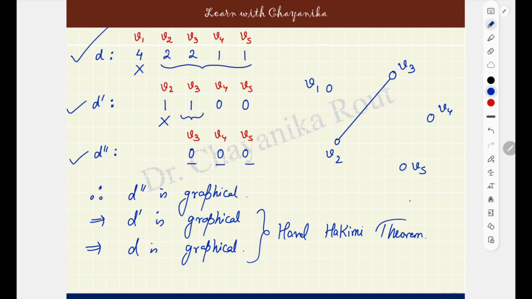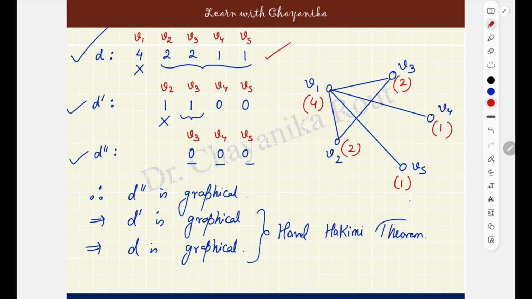So V1 enters and becomes adjacent to all those 4 vertices V2, V3, V4 and V5 who face the reduction. So V1 becomes adjacent to V2, it becomes adjacent to V3 and to V4 and also to V5. See, this is the graph that we obtain for the sequence d. Let's check if it satisfies the degree sequence d or not. So V1 is having degree 4, V2 is having degree 2, V3 is having degree 2, V4 is having degree 1 and V5 is also having degree 1. So we see the degree sequence is 4, 2, 2, 1, 1. See, same as d, 4, 2, 2, 1, 1.